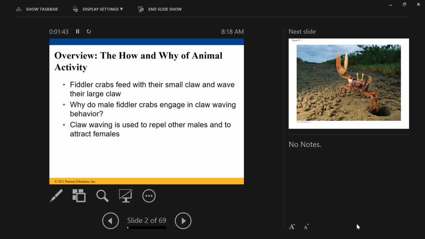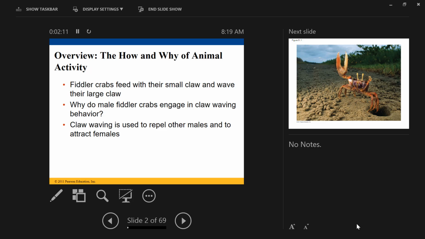And yet we have these crabs that have one really small claw and one really large, which already looks weird because they look imbalanced. But then they feed with the small one and use the large one to wave around, right? This is kind of strange. This is a weird phenomenon with this organism. And then we move from observations to asking a research question. Why do male fiddler crabs engage in this claw-waving behavior? Seems strange. What are they doing?